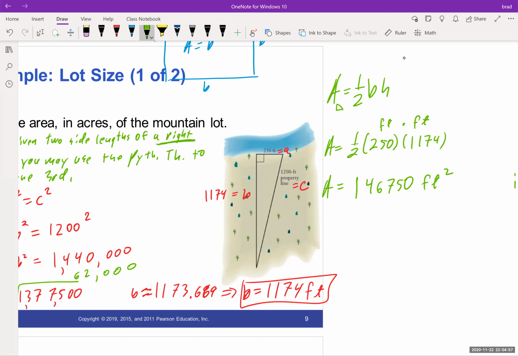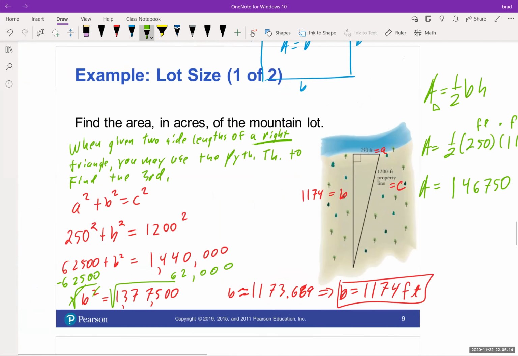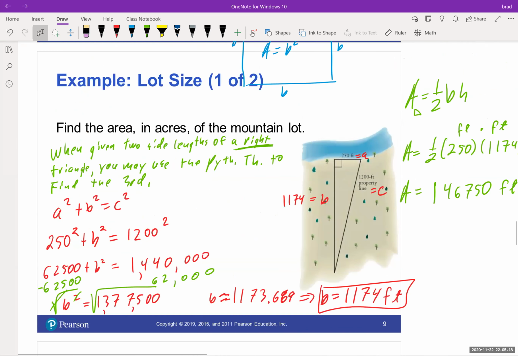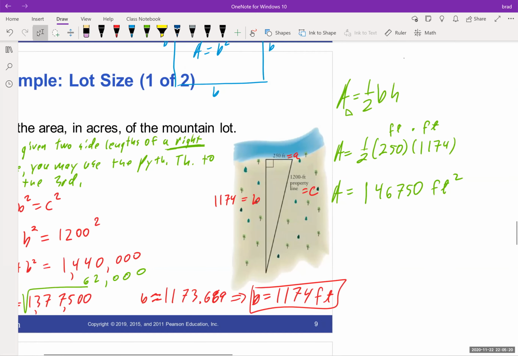And whenever you're finding area, feet times feet is feet squared, yards times yards is yards squared, so on and so on. Okay. I get 146,750 feet squared. Okay. Now the problem says, let's see here. Find the area in acres. So that's the area in square feet.